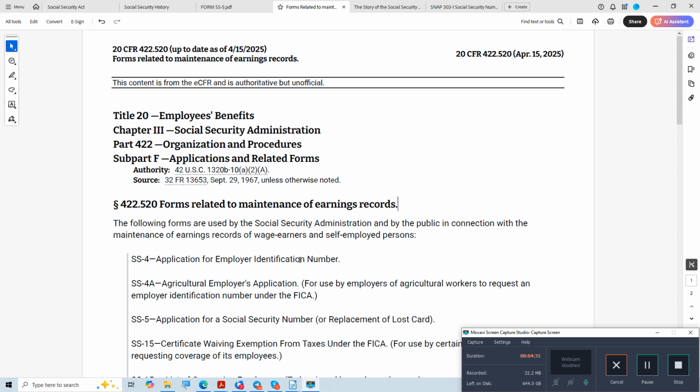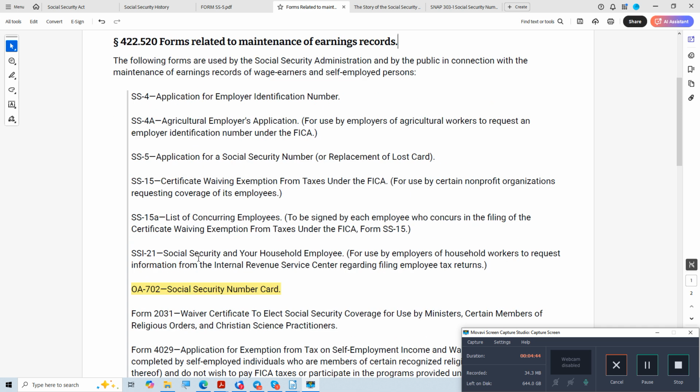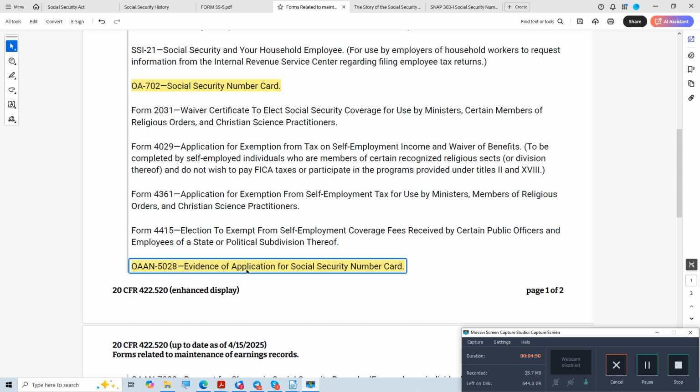And really, there's nothing else for me to tell you. That is the gist of the video, right? That you can go to 20 CFR 422.520. It will tell you what the Social Security number card is supposed to be, and it will tell you what the evidence is that you applied for one.